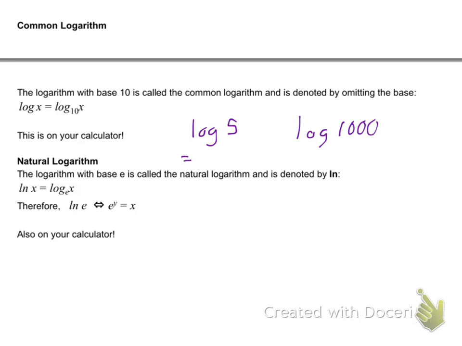Someone? Louder? 0.4? 0.47? No, 0.7. I heard 4 first. I don't know. Sorry. 0.7. Log of 1,000? It's 3.